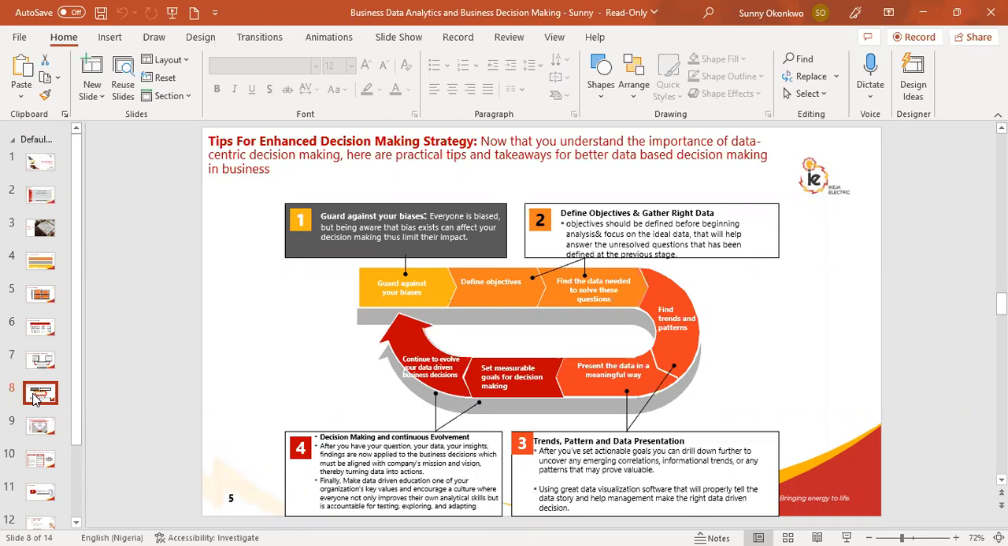Now, the second one is to define objectives and gather the right data. The other tip is to define your objective before you make a better decision. It's not just looking at numbers, it's also having a problem at hand. For any analysis you are doing today, you must have an objective, a direction of what you want to do. For instance, you can't come to me now and say, please give me data on feeder, I want to have feeder reports. I won't give it to you. I will ask you, what exactly do you want to do with it? You should be able to have that objective, or what problem are you trying to solve?